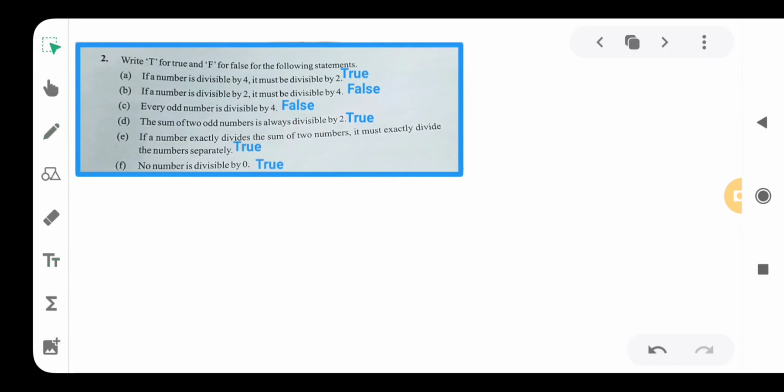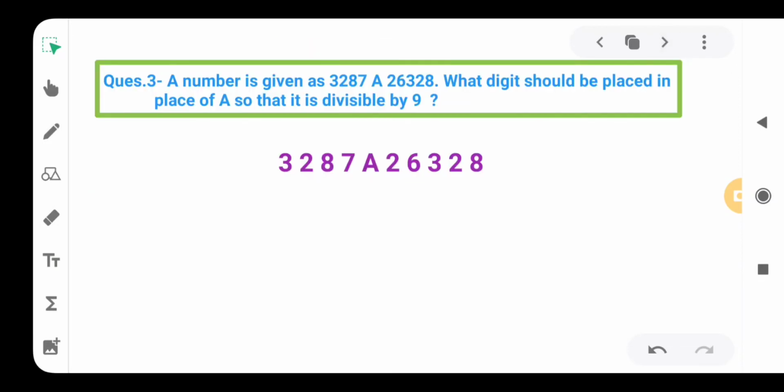ओके, लेट्स टेक द अनदर क्वेश्चन, हियर वी हैव क्वेश्चन नंबर 3, A number is given as 3287A26328. What digit should be placed in place of A so that it will be divisible by 9? हम इस A की जगह पे कौन सी वैल्यू यहाँ पे पुट कर दें ताकि ये पूरी की पूरी वैल्यू किससे डिविजिबल हो जाए? 9 से.